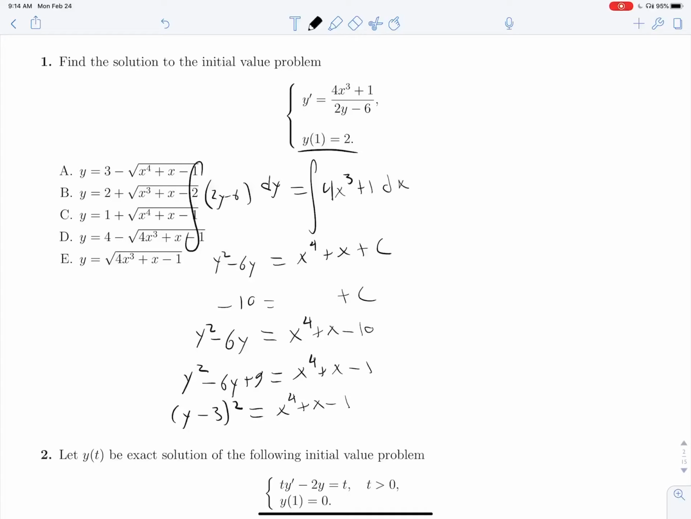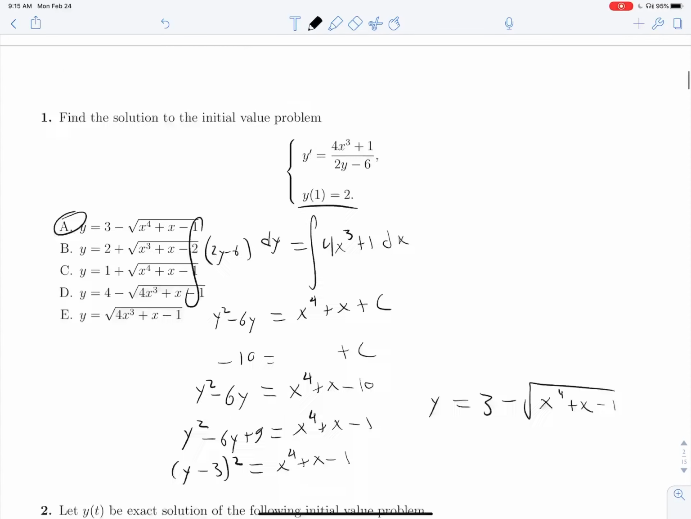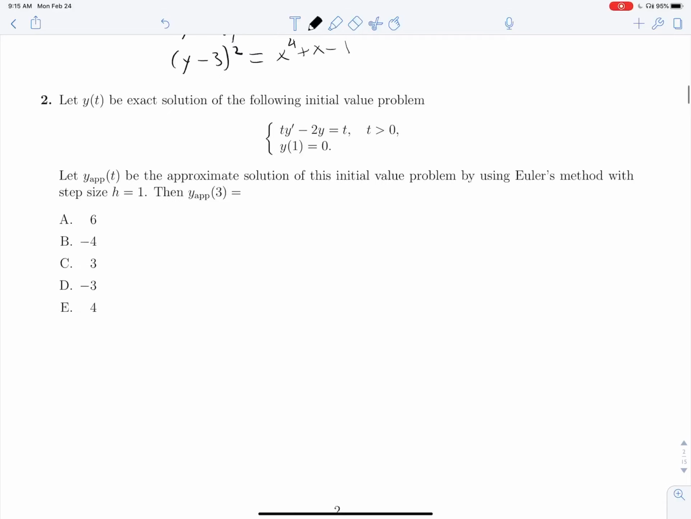We can square root both sides and add 3, and y is equal to 3 plus or minus the square root of x to the fourth plus x minus 1. And we have to make sure that we use the correct plus or minus side. So when we plug in x equals 1, we want to get 2 out. So y is equal to 3 minus the square root of 2 minus 1, so the square root of 1. And so we're going to need that negative side. Can't have both. So A is our correct answer for number 1.